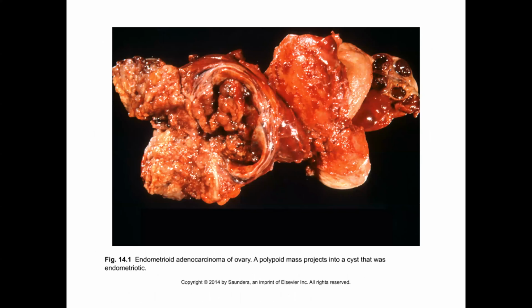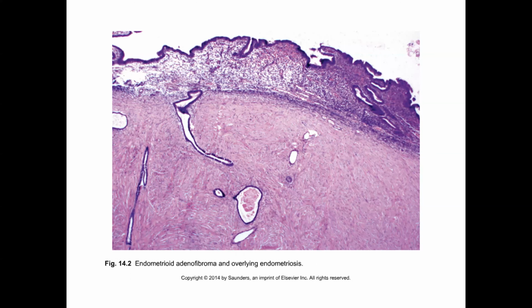Now, grossly, as expected, here's a stage 1 tumor, the uterus here on the right, the other ovary that's benign, and then an enlarged, partly cystic, partly solid ovary with a very fungiform type of surface appearance. Some of these tumors, as I've indicated, will have associated endometriosis. Here's a nice juxtaposition of an endometrioid adenofibroma at the base and endometriosis, typical endometrial type mucosa on the surface.